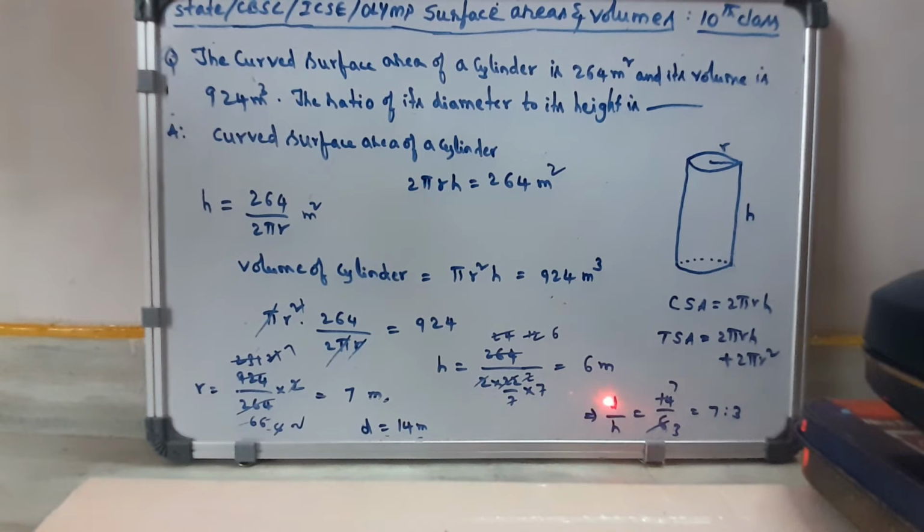So he has asked the ratio of diameter to height. So what is the diameter? 14 by height 6. So 7:3. So the ratio of its diameter to its height is 7:3.